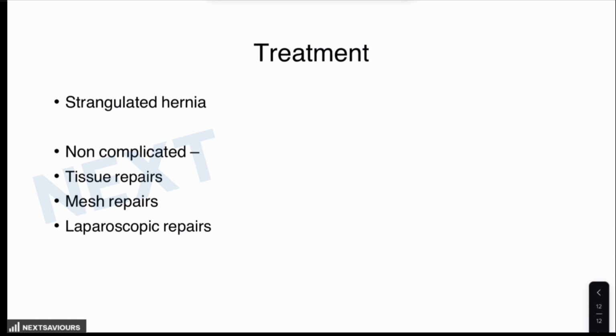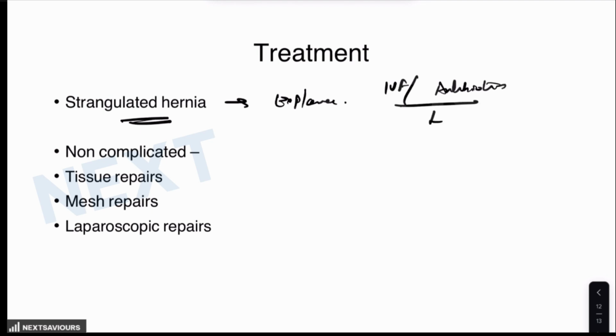Now coming on to the treatment. So for strangulated hernia, we need to explore the patient after, of course, initial optimization, that is initial IV fluids, antibiotics. We have to take up the patient for surgery. If required, we have to do the resection of the bowel in cases where gangrene has already occurred.